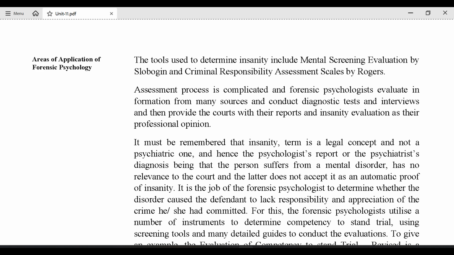It is the job of the forensic psychologist to determine whether the disorder caused the defendant to lack responsibility and appreciation of the crime he/she had committed. For this, forensic psychologists utilize a number of instruments to determine competency to stand trial, using screening tools and many detailed guides to conduct the evaluations.